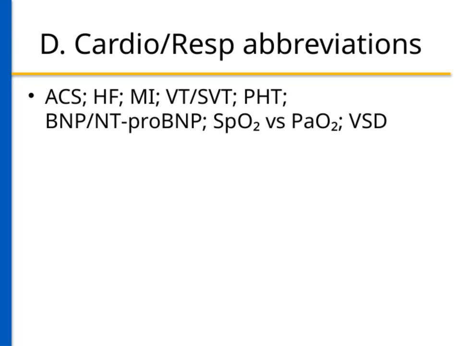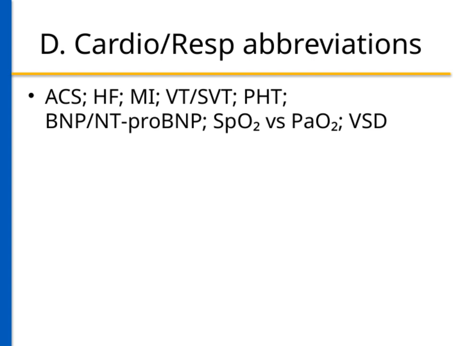Let's go through some common abbreviations you might encounter in cardiology and pulmonology. First up, ACS stands for acute coronary syndrome, which includes a range of urgent heart conditions like heart attacks. Next, HF refers to heart failure, a condition where the heart isn't pumping effectively. MI is myocardial infarction, or a heart attack, caused by blocked blood flow to the heart muscle. VT or SVT stands for ventricular tachycardia or supraventricular tachycardia, both types of abnormal rapid heart rhythms.